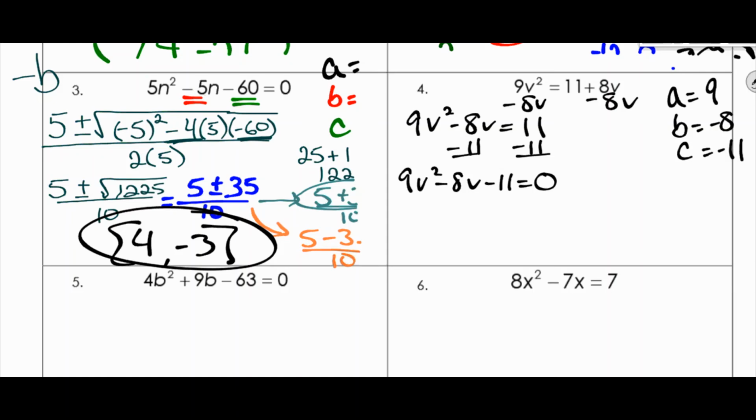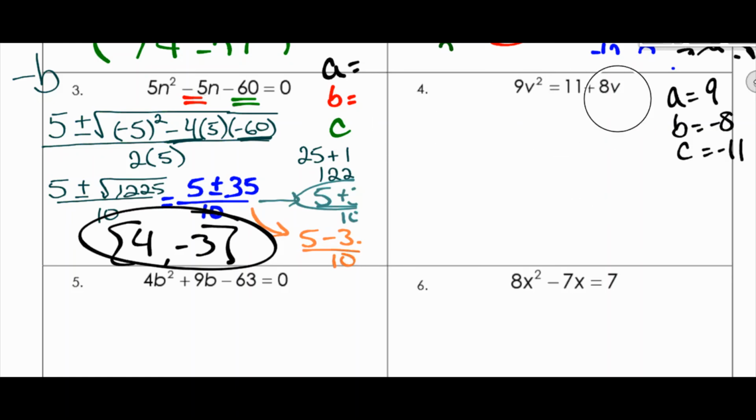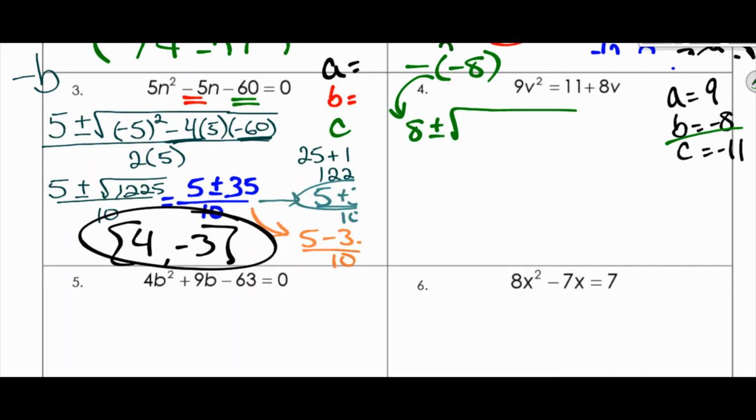And now I can plug all of those into my quadratic formula. So -b, where b is already a negative number, it's going to be -8, which I'm going to change into +8, plus or minus the square root of b squared minus 4ac, all divided by 2a.